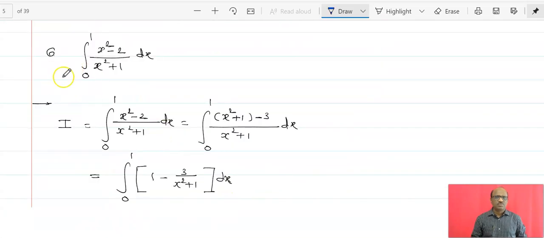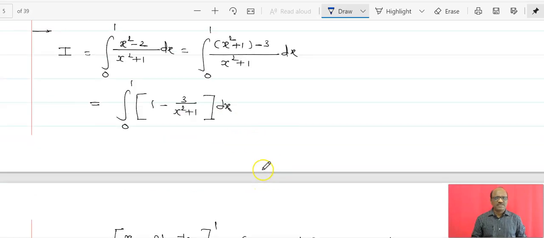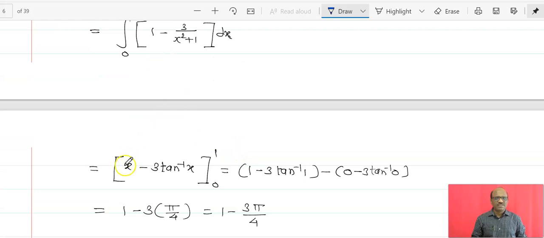Now we'll see the next problem. Now see this problem number 6: integral 0 to 1 of x square minus 2 upon x square plus 1 dx. I is equals to integral 0 to 1 x square minus 2 upon x square plus 1. x square minus 2 can be written as x square plus 1 minus 3. Now again split up this integral 0 to 1, that is x square plus 1 upon x square plus 1, that will be 1, minus 3 upon x square plus 1, bracket complete, dx. Now the integral of 1 is x and the integral of 3 upon x square plus 1 is 3 tan inverse of x. Lower limit is 0, upper limit is 1.